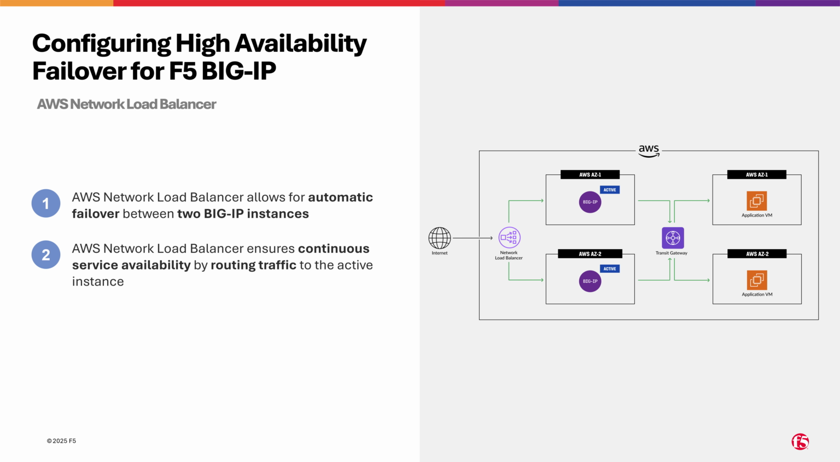The environment includes two VPCs connected via a transit gateway. The hub VPC contains two BIG-IP VE instances deployed in separate availability zones. Each instance has external, internal, and management interfaces. The app VPC contains application servers.